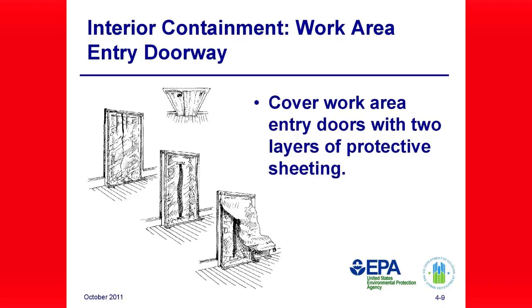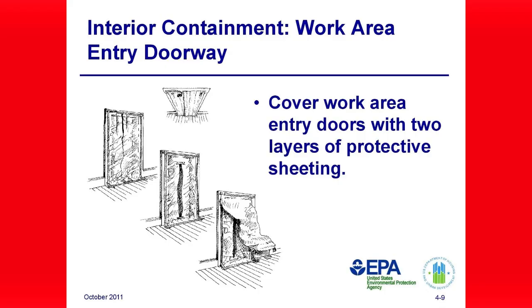Interior containment, work area entry doorway. A physical barrier such as a cone or a warning tape can be placed outside of the entry to remind residents to stay away from the work area, especially in buildings where more than one family lives. The double layers of plastic on the entry door or other barriers serve as a reminder to residents that people and pets should not enter the work area, and also signals that the area has not yet been cleaned up.